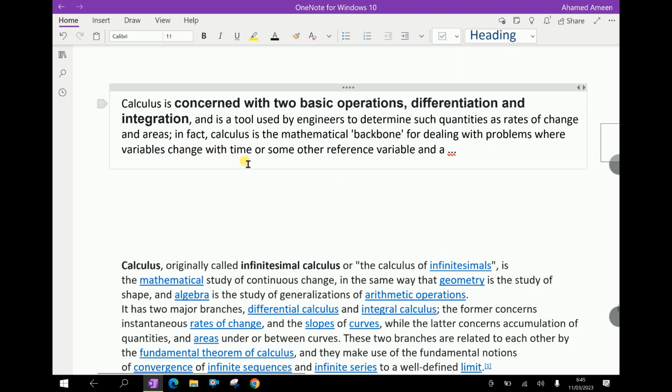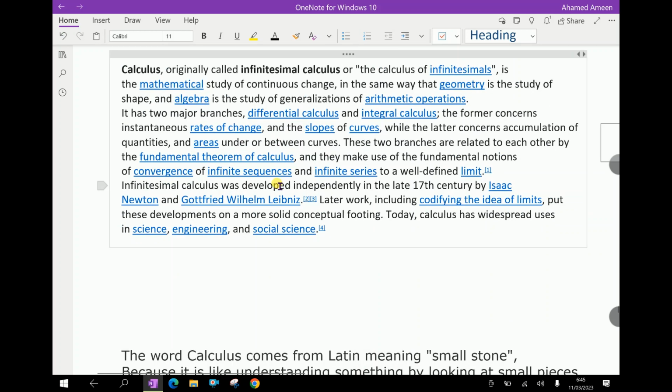In fact, calculus is the mathematical backbone for dealing with problems where variables change with time or some other reference variable. Calculus, originally called infinitesimal calculus or the calculus of infinitesimals, is the mathematical study of continuous change, in the same way that geometry is the study of shape and algebra is the study of generalization of arithmetic operations. It has two major branches, differential calculus and integral calculus.